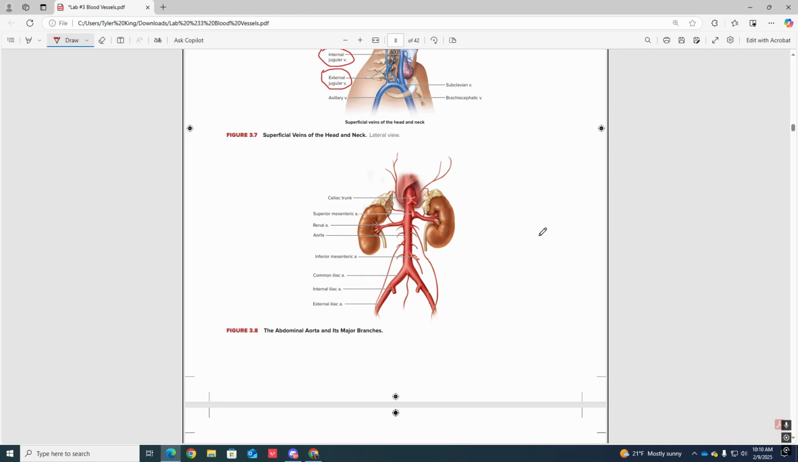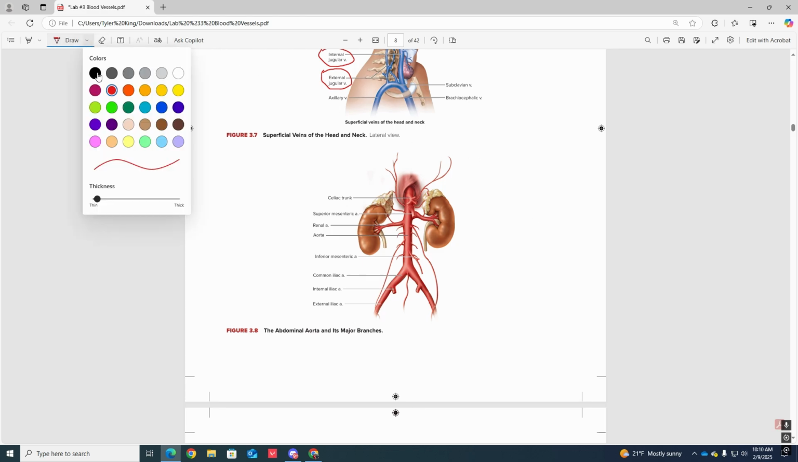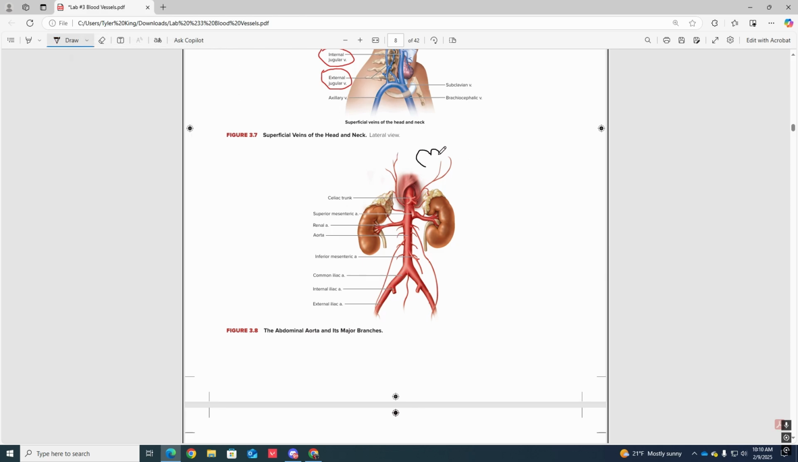Now what we're looking at is the heart, for example, would be up here. So these are the arteries of the abdominal aorta and its major branches. Heart here, aorta right here. This is called the descending aorta. What we have here is something called the celiac trunk. We have the superior mesenteric artery, renal artery, aorta, inferior mesenteric artery. We have all this different stuff as it's coming down.